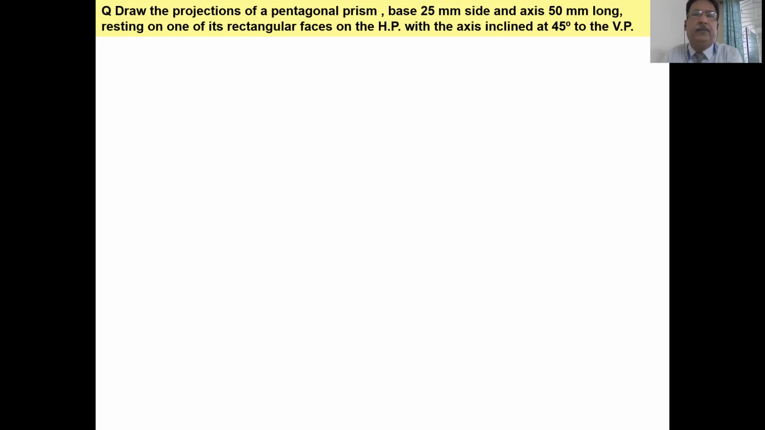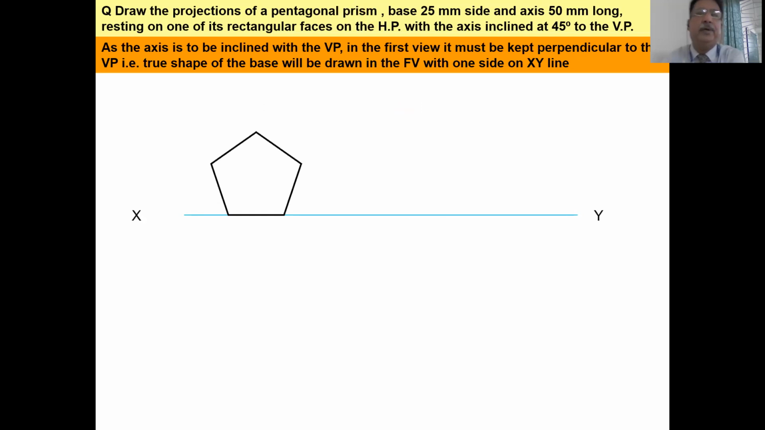As you know, in the pentagonal prism, the rectangular faces are parallel to the axis. So when we keep one of the rectangular faces on the HP, it means the axis will be parallel to HP. Further, they are saying the axis will be inclined to VP by some angle. So this is a case of a solid having axis inclined to VP and parallel to HP. As we earlier discussed, whenever we have a problem of a solid with axis inclined to a plane, in the initial stage we keep that solid with axis perpendicular to that plane to which we want to make it inclined.